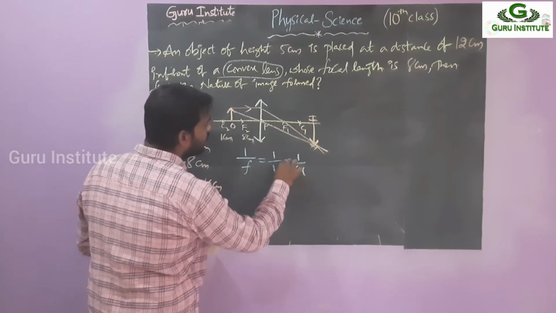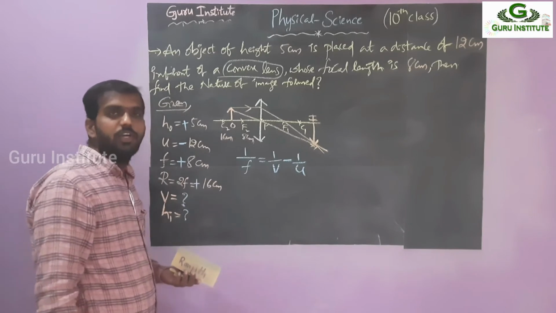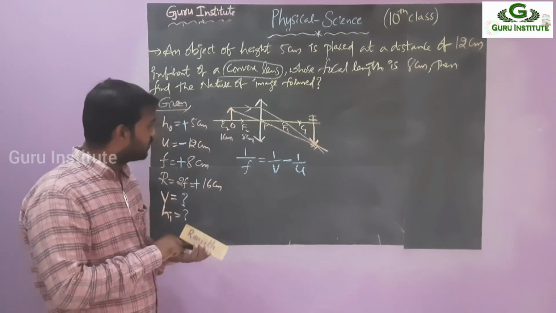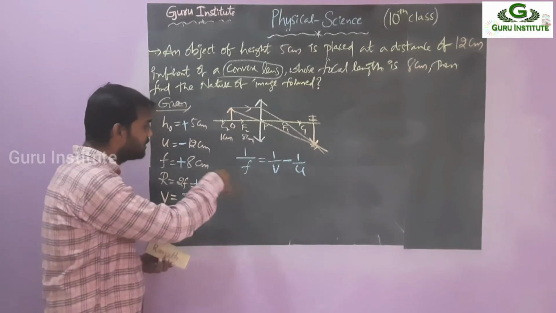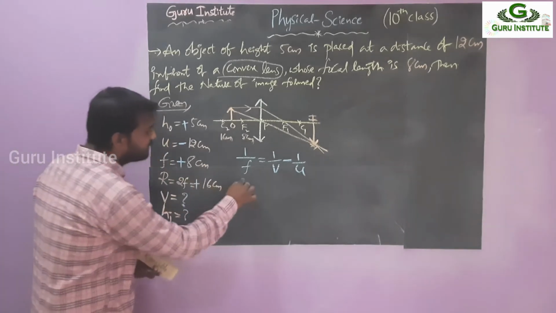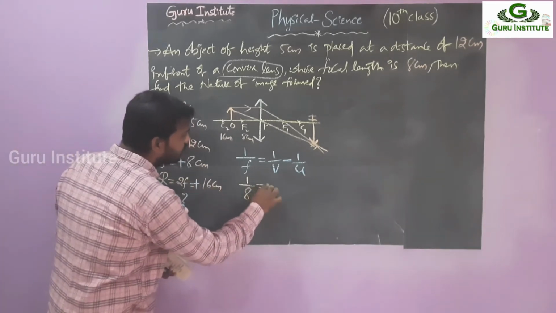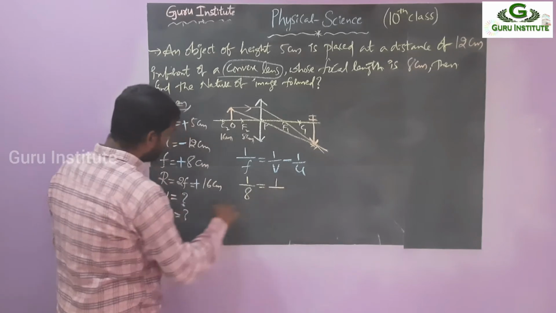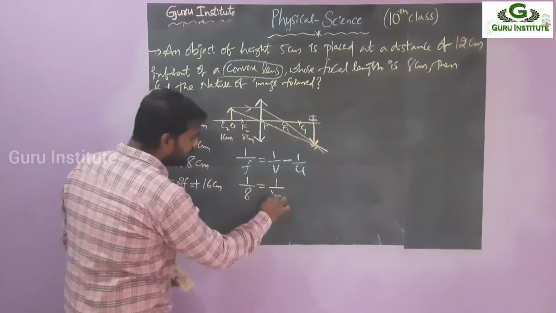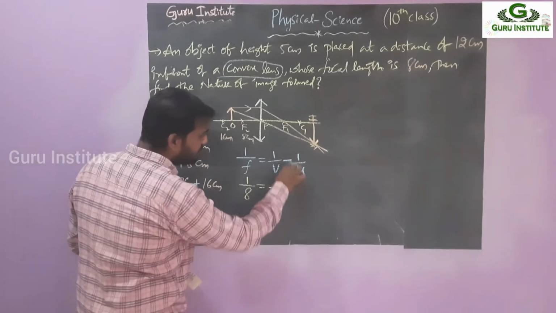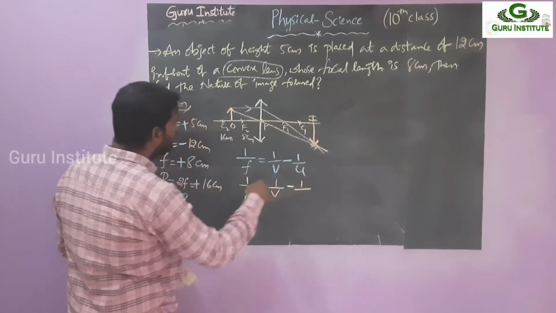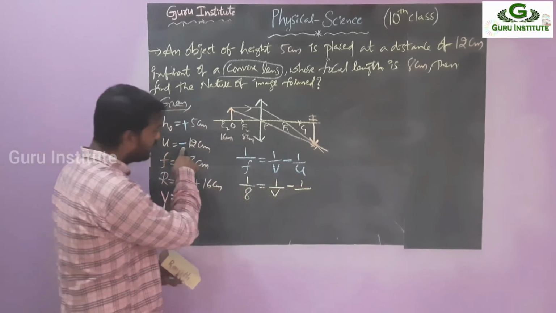Already I told you, for unknown terms, no need to apply the sign convention. For known terms only, you have to apply the sign convention. Just simply substitute here. What is the f value? 8. 1 by 8 is equal to 1 by v, which we have to find, right? So keep it like this only. So minus should be minus in the formula. 1 by, what is the u value? U value is minus 12. You can take minus 12.